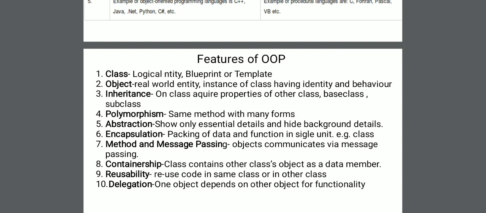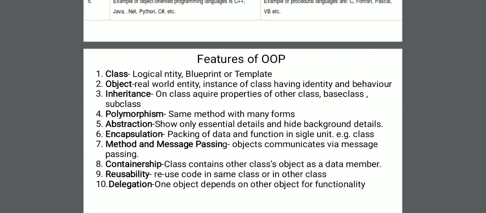Public data members will show that this task is important, this is essential, but private data members will hide what exactly, in which way that task is done. That is nothing but private data members. That is simply called hiding background details.